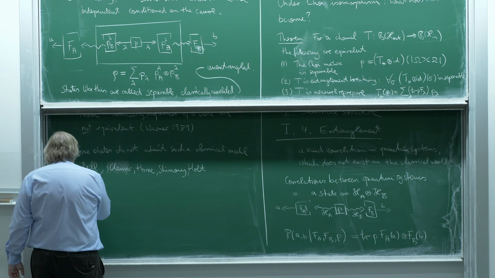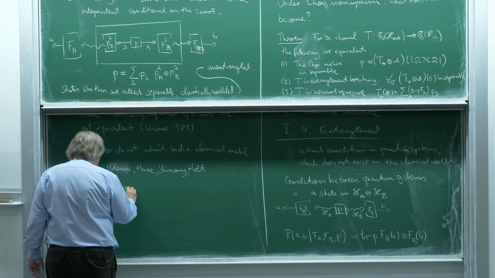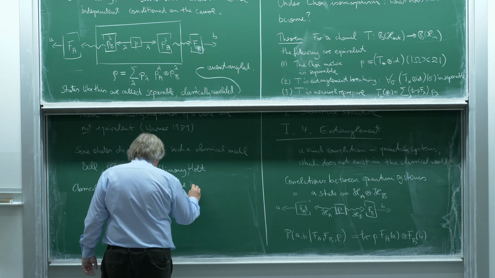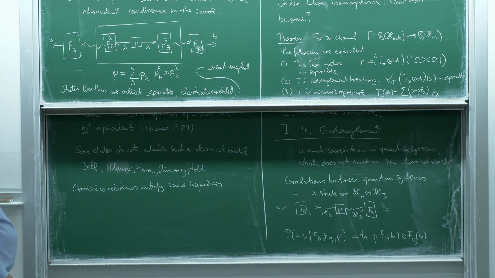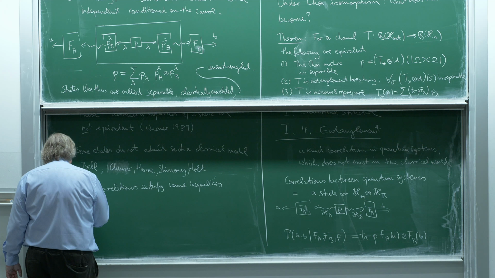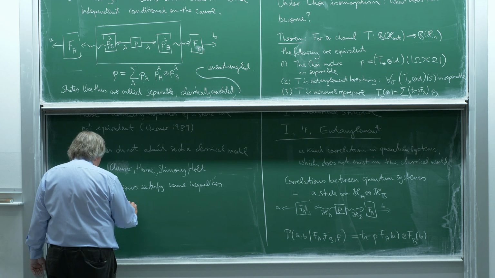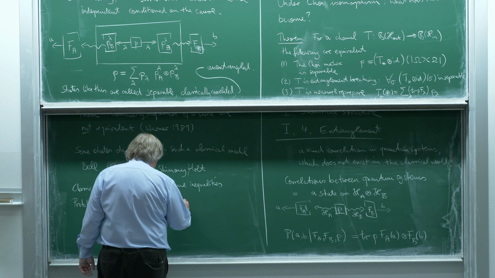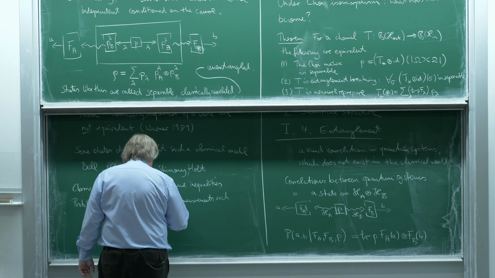So the basic thing is that classical correlations satisfy some inequalities. And so the prototype is two parties, and it involves two measurements each and two outcomes.